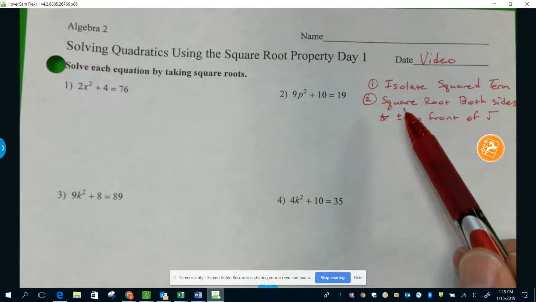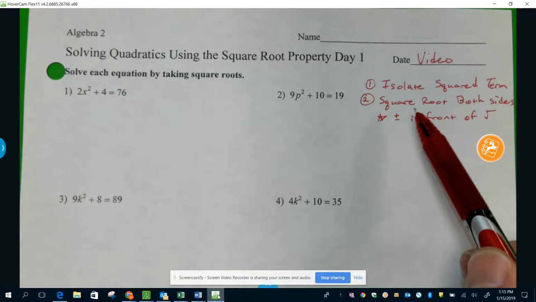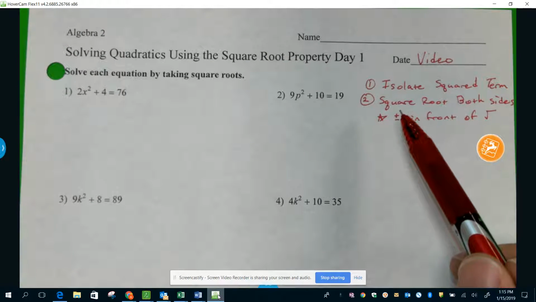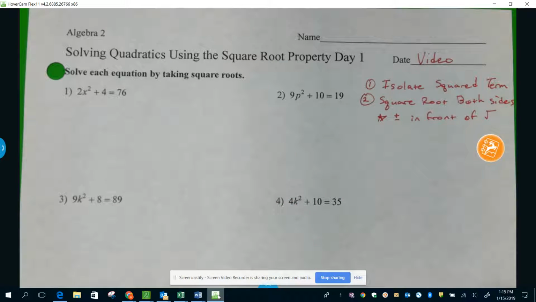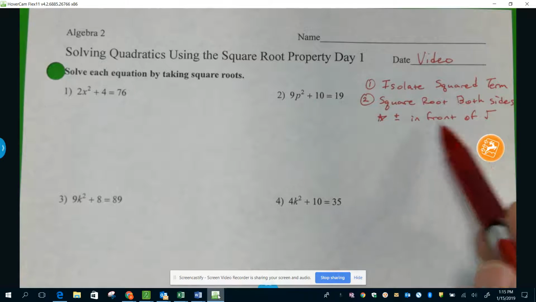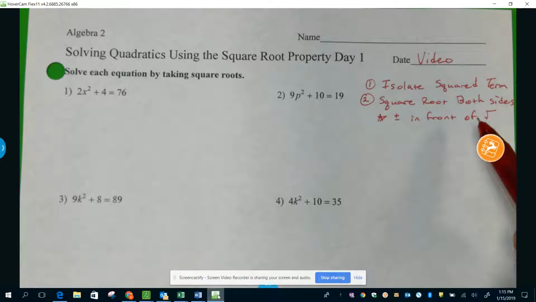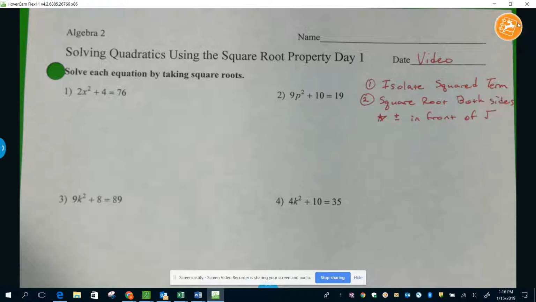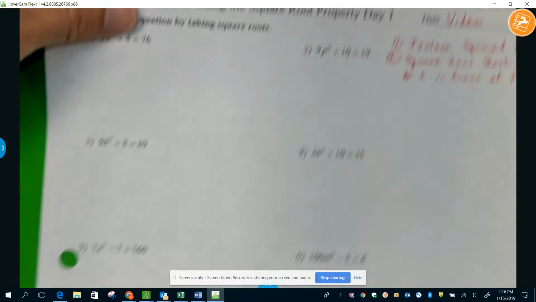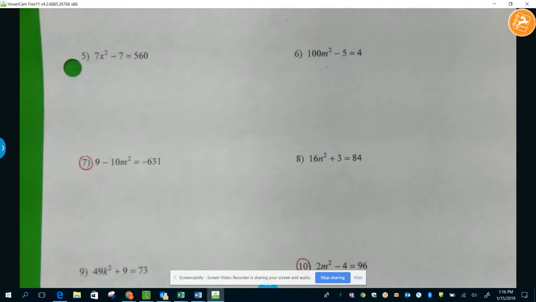Again, very important rule: once you're ready to square root both sides, the square root cancels the square on the left side of the equation. But on the right side of the equation, you need to put a plus or minus in front of your square root, every single time. So let's look at some examples here. We're going to look at problem number 7.